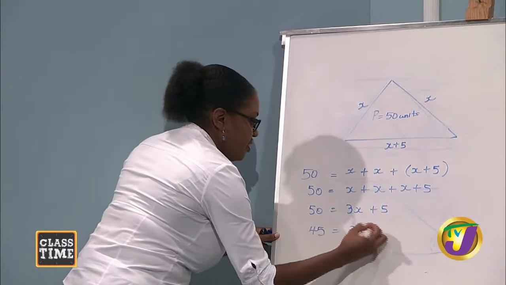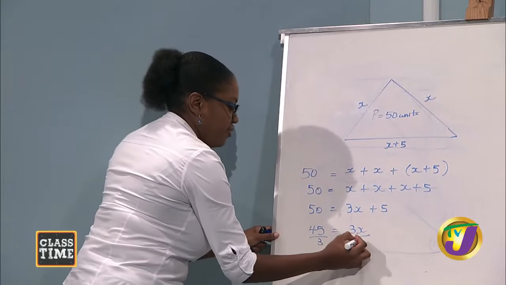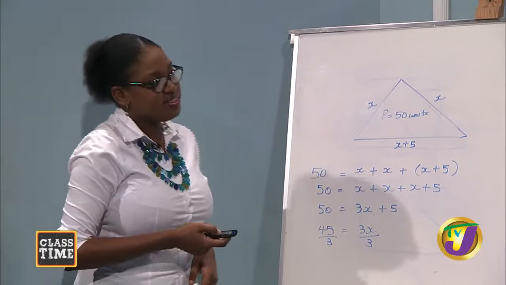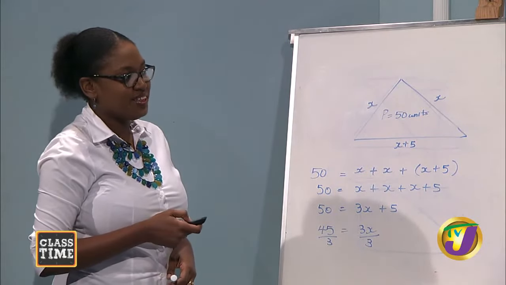So we divide both sides by 3. So x would give us 15. 45 divided by 3. All right, 15. So there we have it.